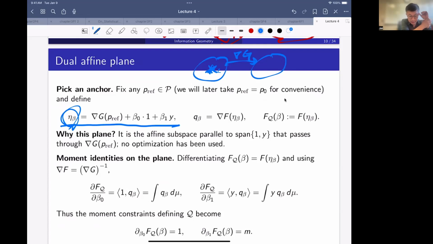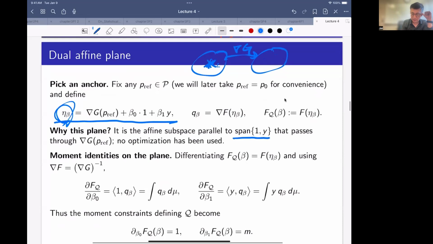So then this is basically a dual affine plane. This is a subspace parallel to the span of one and y, and that passes through the reference distribution.